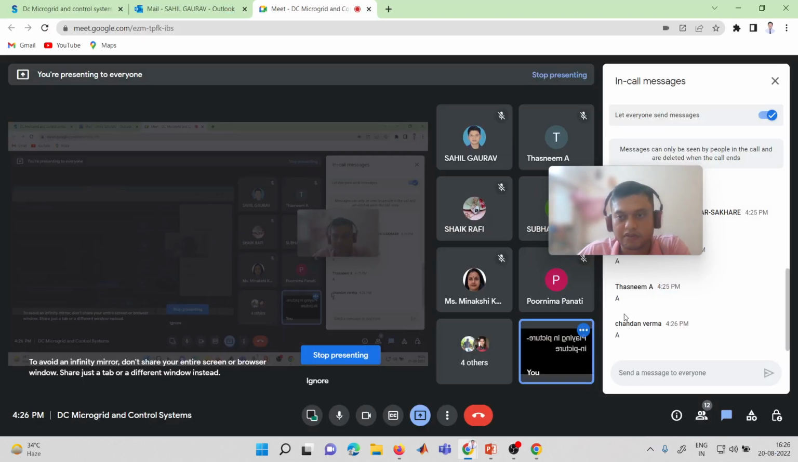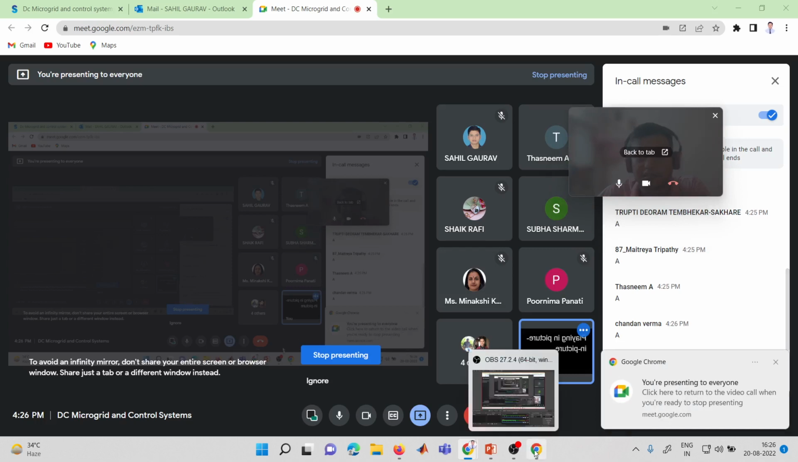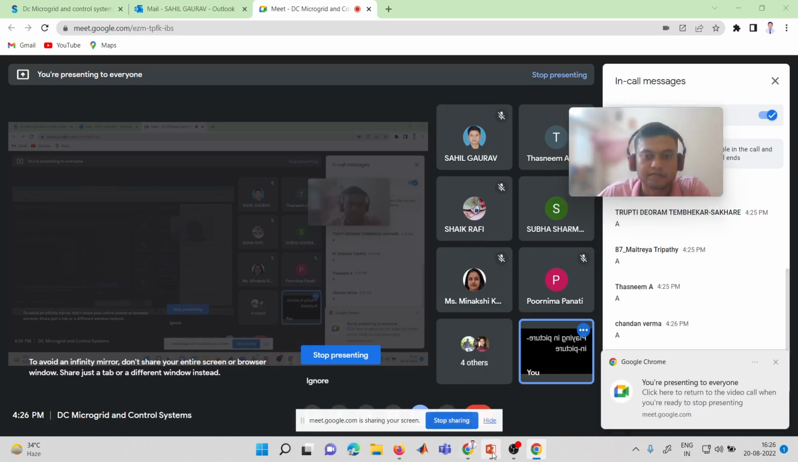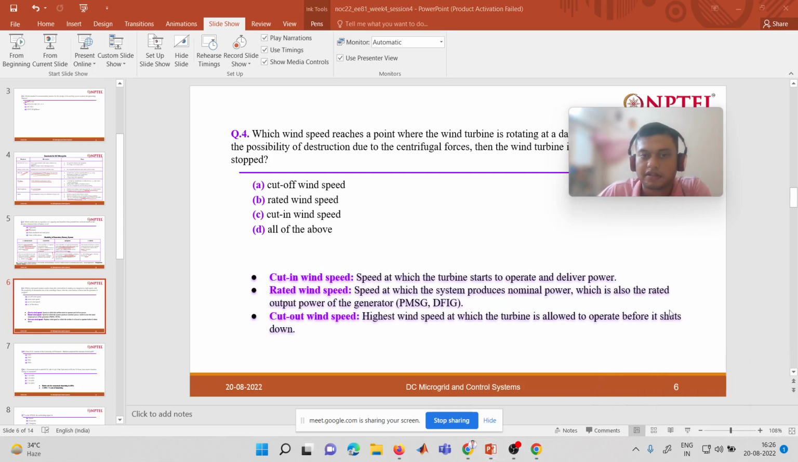Yes, many were already answered. A is correct. So cut off wind speed, or you can say cut out wind speed, and the definitions I have already written here. Cut-in wind speed is the speed at which the turbine starts to operate and deliver power. Rated wind speed is the speed at which the system produces nominal power, which is also the rated output power of the generator.